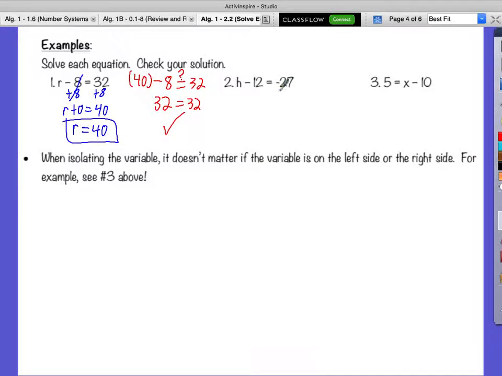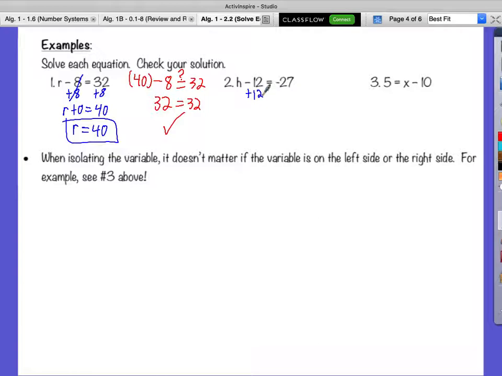H minus 12 equals negative 27. What's our variable here? H is our variable here. We're trying to get H by itself. What's currently happening with H? It's being subtracted by 12. So how do we undo subtraction? What's the opposite of subtraction? Addition. So we're going to add 12.